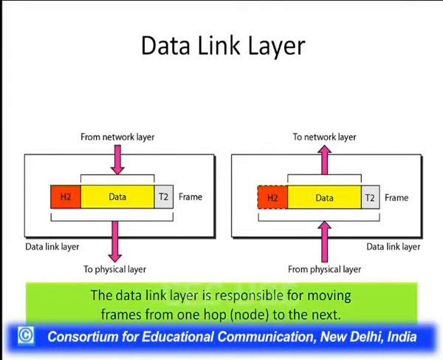The next layer that we are going to discuss is the data link layer. The data link layer is responsible for moving frames from one hop or node to the next. In this diagram we can see that the data link layer is connected to the network layer on top and to the physical layer on the lower end. Similarly, the data link layer at the receiver's computer gets data from the physical layer and after making the requisite changes to the data, it passes it on to the network layer of the receiving computer.